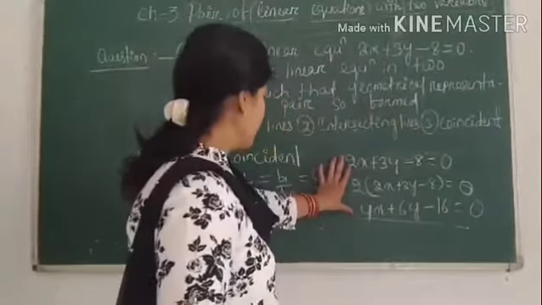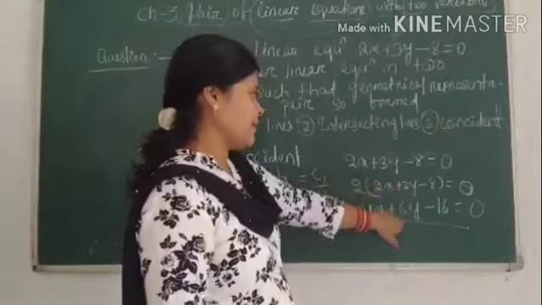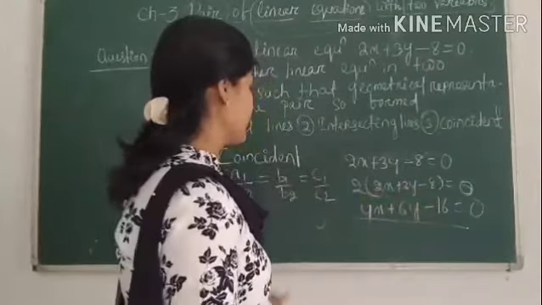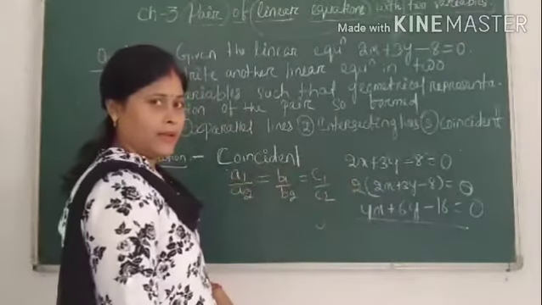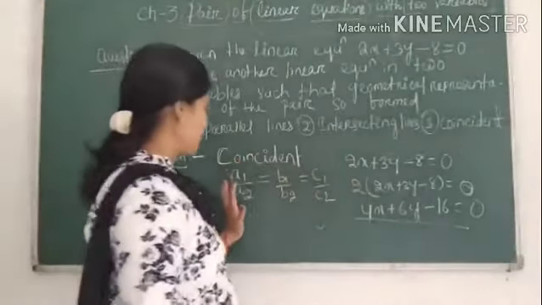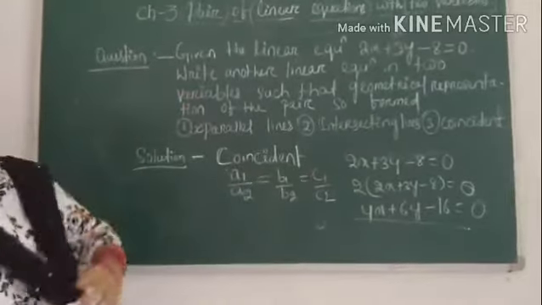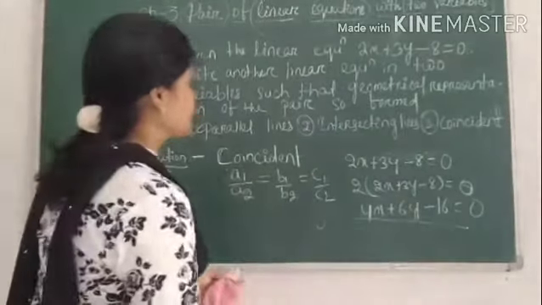Then find out a1 by a2: 2 by 4 half, 3 by 6 half, minus 8 by 16 half. So all of them are equal. You are getting a1 by a2 is equal to b1 by b2 is equal to c1 by c2. Understood? Hope you understood this one.